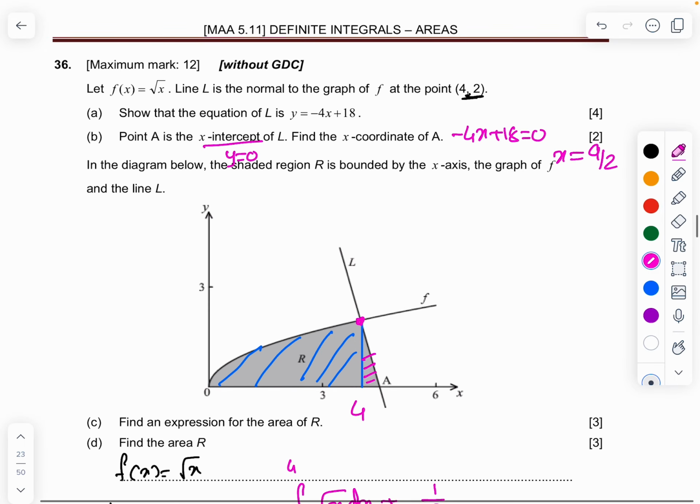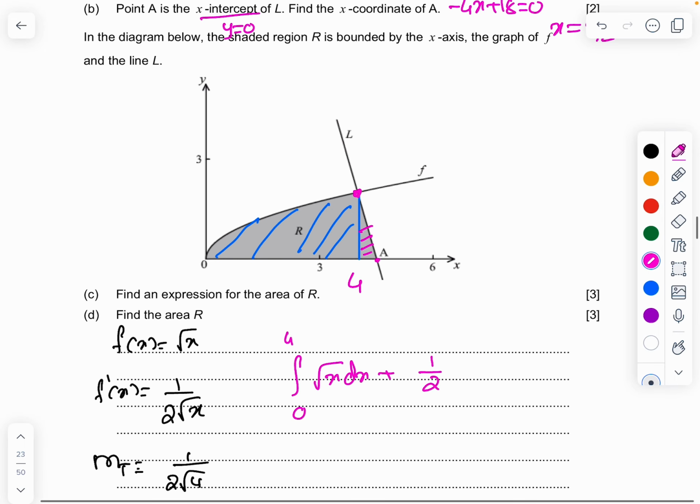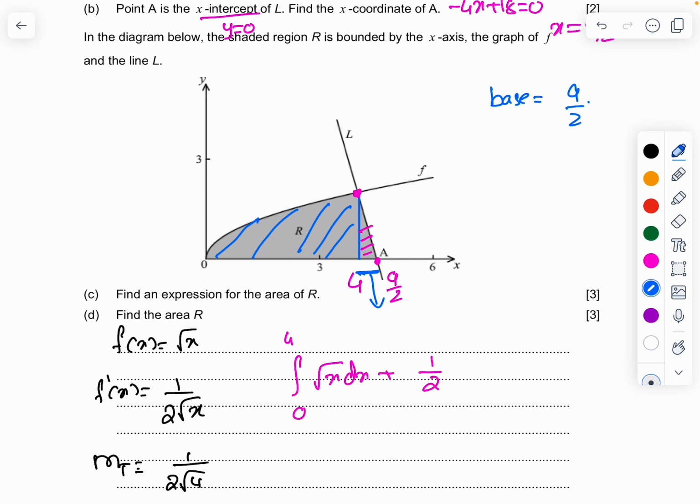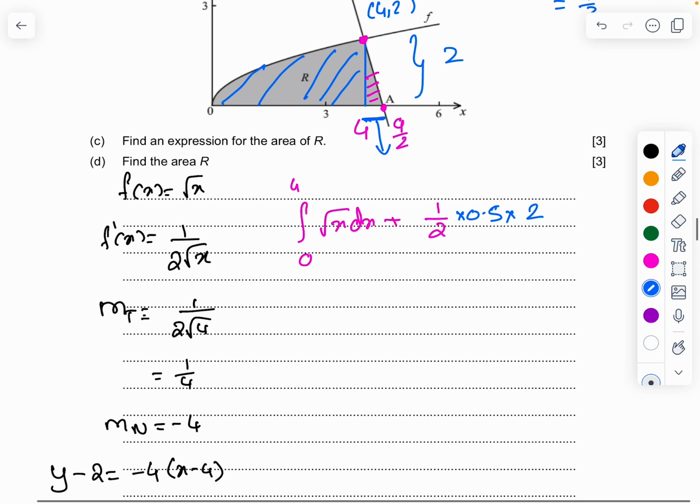What was the value of A? We know this value was 9 by 2. So this base is going to be 9 by 2 minus 4, which is 1 by 2, which is 0.5, times height. This point was 4, 2. So the height is going to be 2. So what does that become?